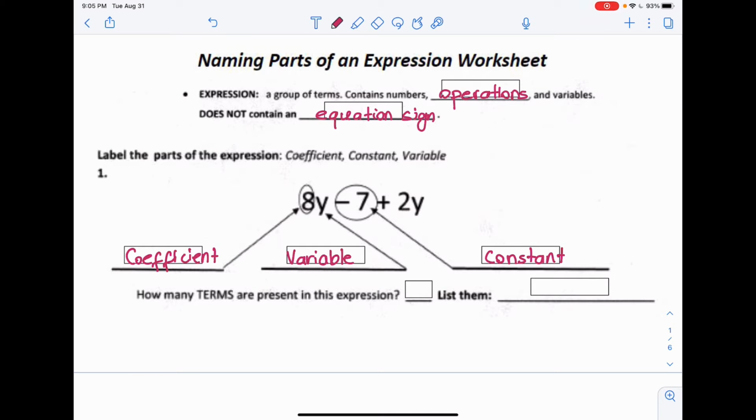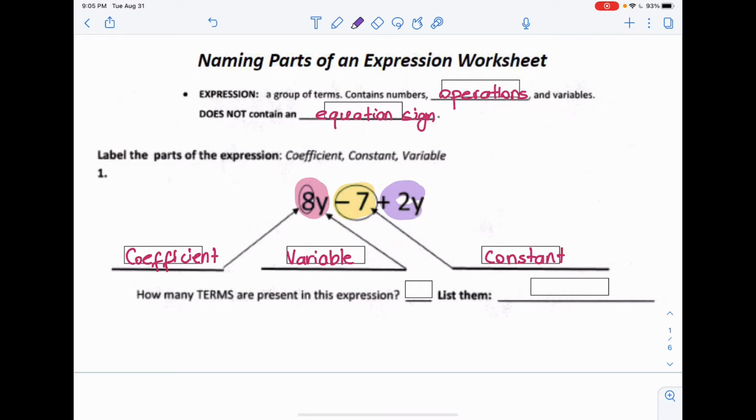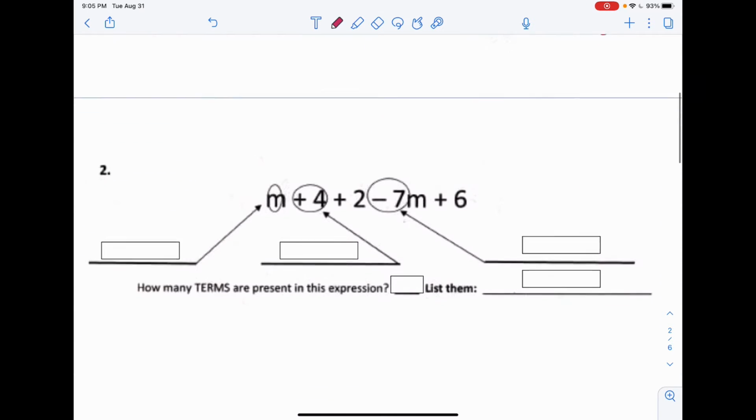And this expression, 8y minus 7 plus 2y, has three terms. 8y is our first term, negative 7 is the second term, and positive 2y is the third term. 8y, negative 7, and 2y. Okay? Let's continue with another example.